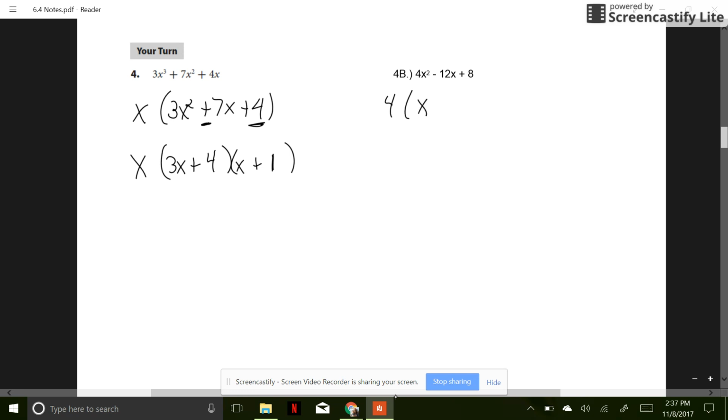We're left with x squared minus 3x plus 2. So looking at how we can factor this one, we want two terms that multiply to get 2 and add to get negative 3.